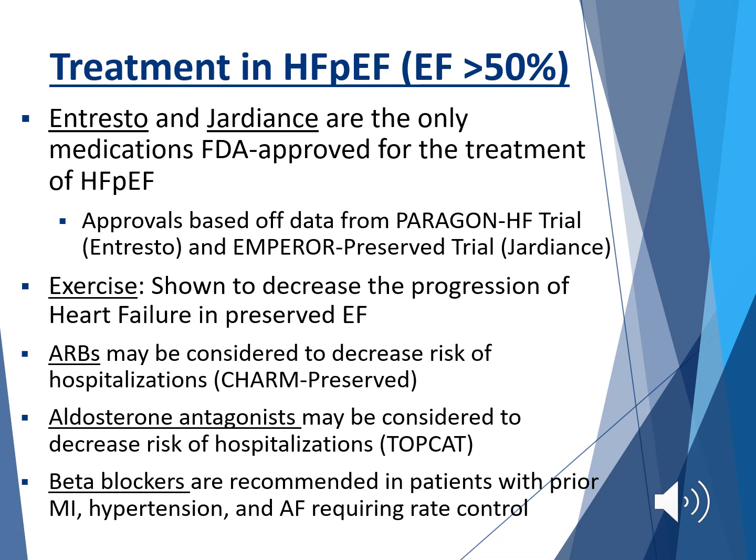Now, exercise has definitely been shown to decrease the progression of HFpEF, so we definitely want to recommend that for our HFpEF patients. ARBs can also be considered to decrease the risk of hospitalizations based off of the CHARM-Preserved trial. And spironolactone also has some data in HFpEF as well. And then, of course, we can recommend beta blockers in patients who have a prior MI, hypertension, and AFib requiring rate control. So HFpEF is definitely a hot topic where a lot of trials are coming out these days. It's been interesting to see an increase in the number of approvals and the number of drugs that we can use for this patient population.